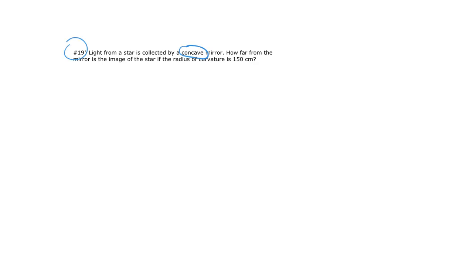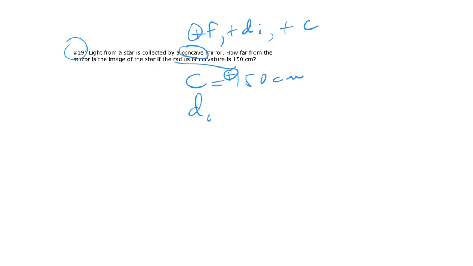Concave mirror. So that's a positive F, positive DI. How far from the mirror is the image of the star? Okay, the curvature is 150 centimeters. Now, since it's positive, F and curvature are also positive. Okay, so the star is infinitely far away. So distance of the object is infinity. So I'm looking for how far is the image, DI. DI should come out to be positive as a check.